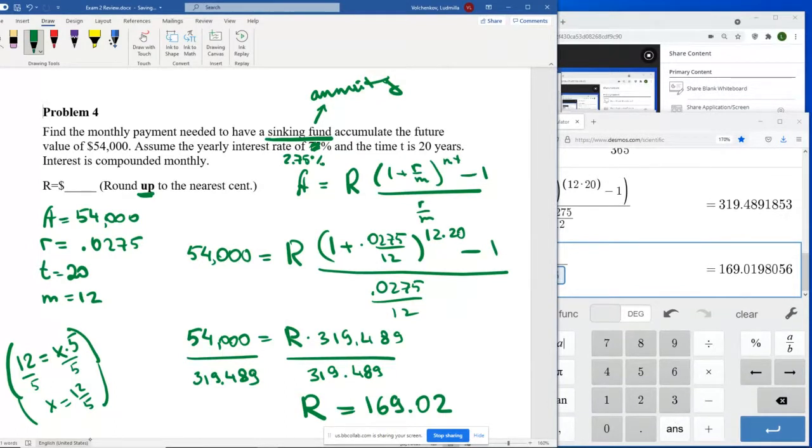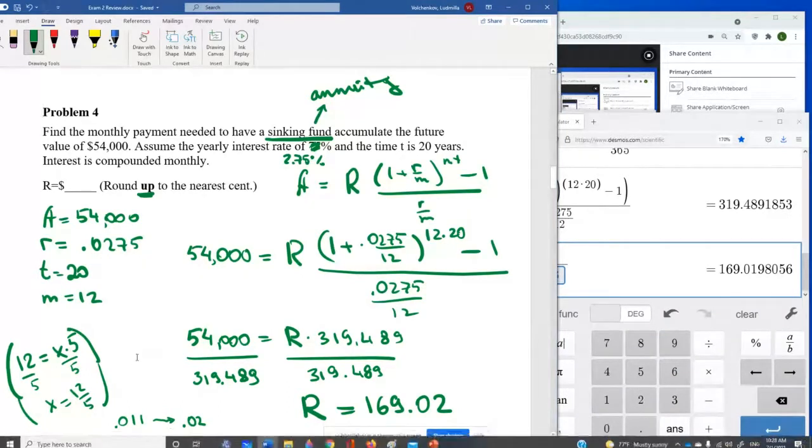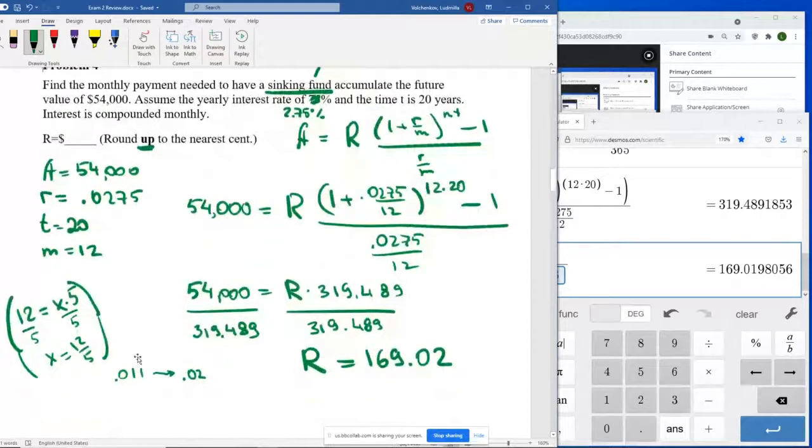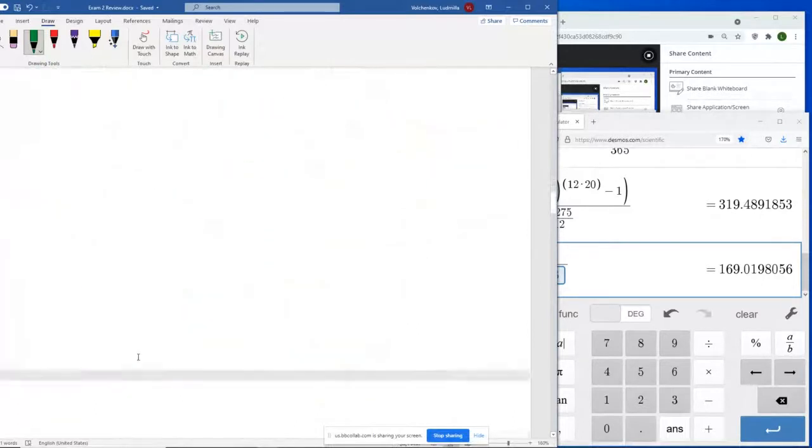So here usual rounding is rounding up, but if I would have 0.011, I will still round to 0.02 because this problem implies rounding up. Okay. One of the difficult problems and a huge problem.